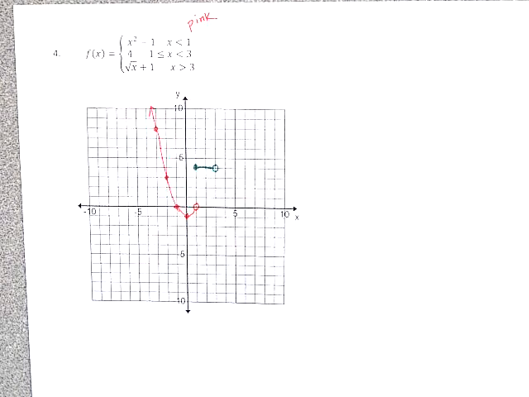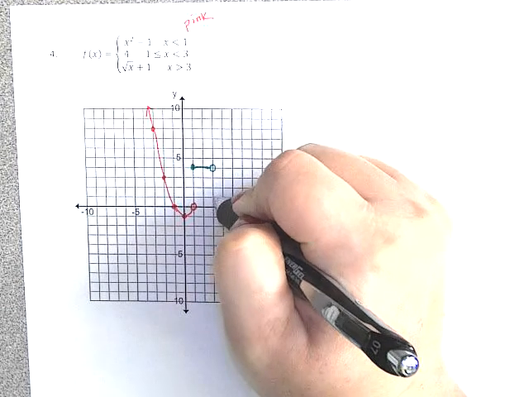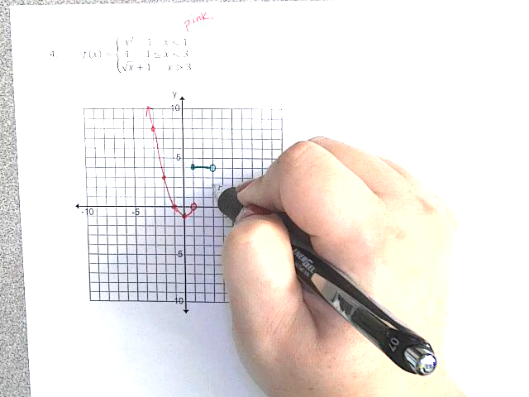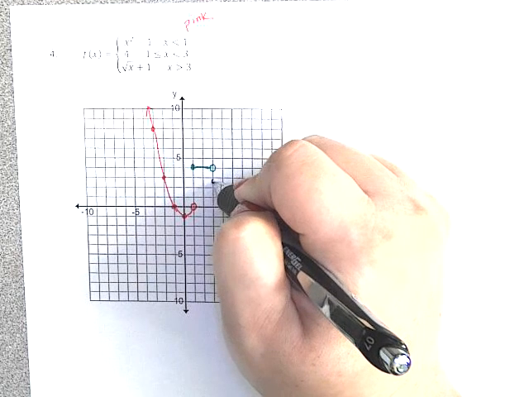And then I want to do the square root of x plus 1. So I have to do the square root of 3 plus 1. So the square root of 3 is roughly 1.73. And then I want to add 1, so 2.73. And that's going to be an open circle at 3. We know it's going to be a little bit less than 3. So we're going to have an open circle.